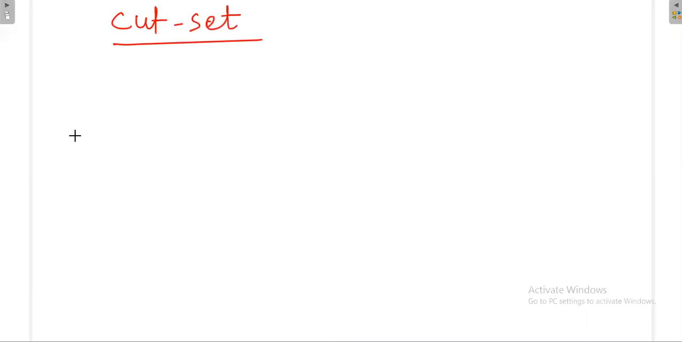Cut set. First I will give you the definition. Again that may not be clear to you, but once you solve the problem, then the definition will be clear. So I'll just give you the definition.